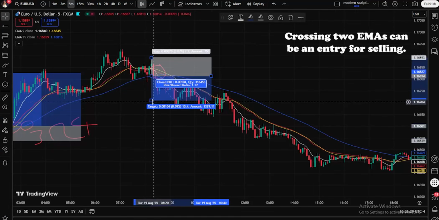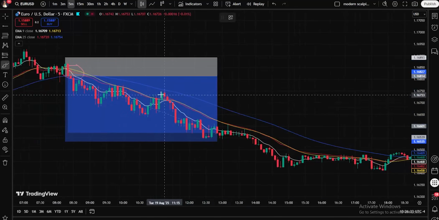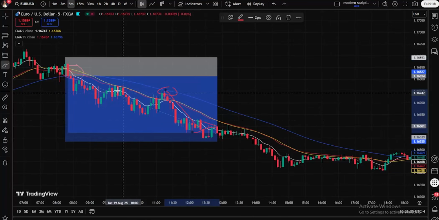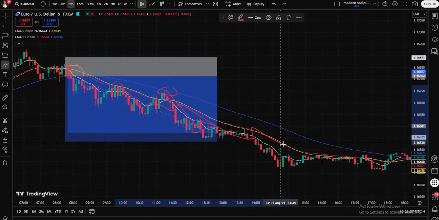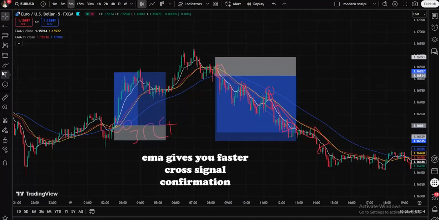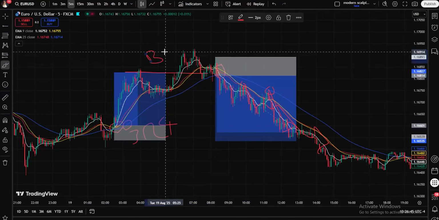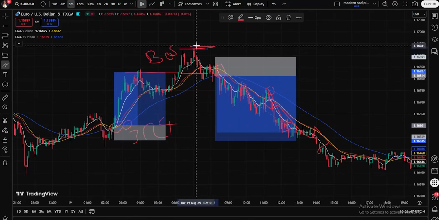The main entry signal with EMA 9 and EMA 17. These 2 EMAs are responsible for giving a quick entry signal. In bullish mode, EMA 9 should cross EMA 17 upwards. In bearish mode, EMA 9 should cross EMA 17 downwards.